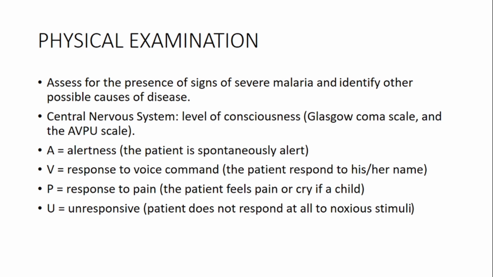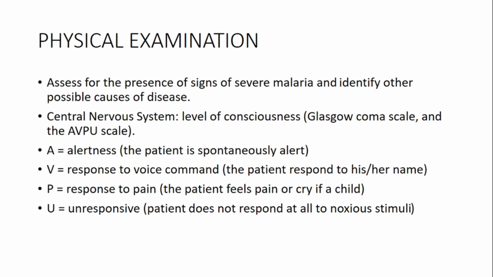So on physical examination of these patients, a general physical examination should be done, and importantly, one wants to assess the level of consciousness. In patients with acute uncomplicated malaria, they typically would be conscious. However, in severe malaria, in which there could be complications such as cerebral malaria, there could be altered sensorium, or even unconsciousness in these patients. So the level of consciousness can be assessed using the Glasgow Coma Scale.